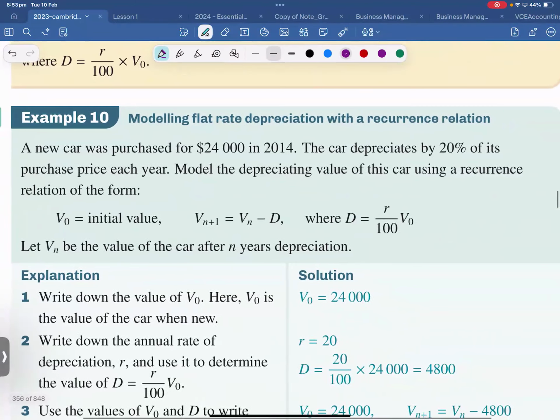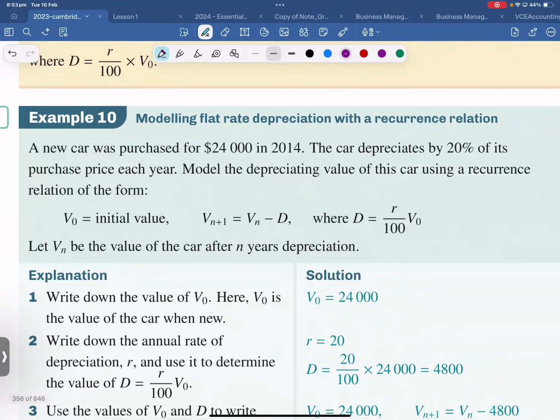Now let's calculate the flat rate. Have a look at this new car. As we discussed before, purchased for 24,000 in 2014. The car depreciates 20% of its purchase price each year. That means, using your common sense, Maha, how long would it take to depreciate the car to 0?